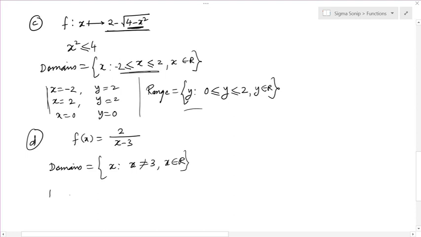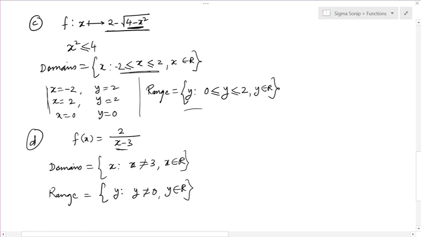What about range? We can see that y here can have all the values, but it will never have a 0 value. It will never be 0 because no matter what value of x you use here, it can never make y 0. It will get closer, become smaller and smaller, but it will never make y 0. So that is your range. y is not equal to 0 and y is real.